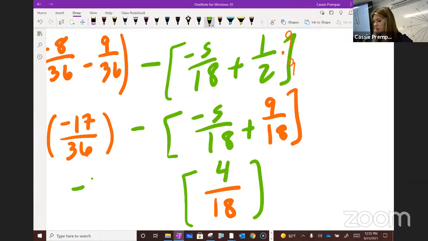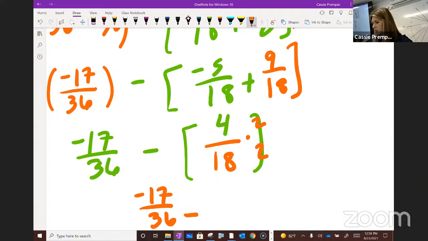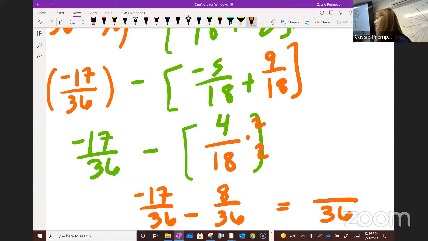And now I need to simplify this all the way. I have -17/36 minus 4/18. What's the least common denominator between 36 and 18? 36, good. So I'm going to multiply this fraction by what? 2/2. And then I have -17/36 minus 8/36. The denominators are the same, so I can put them over 36. And then what is -17 minus 8? -25. Good.